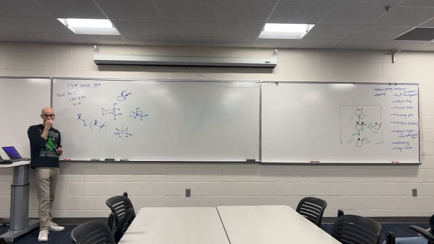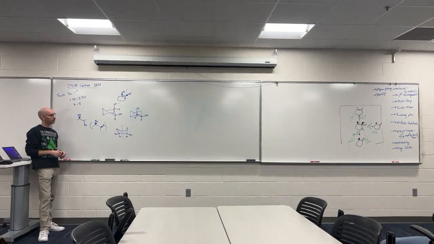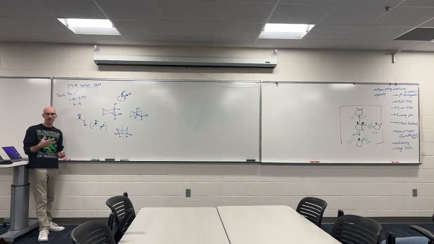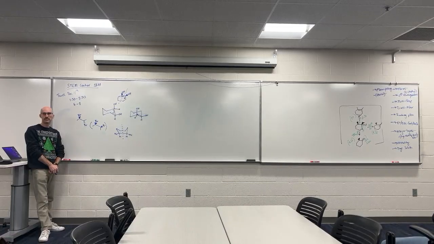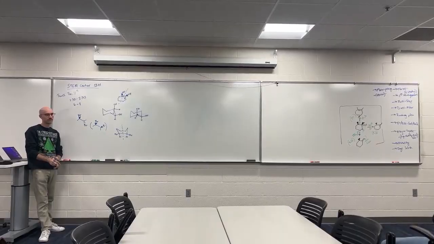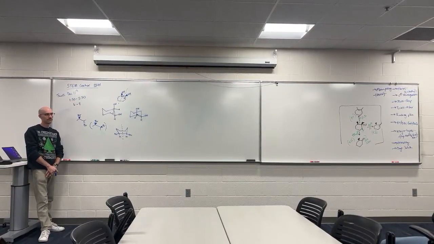Lower energy, yep. Maximum equatorial groups and minimum axial groups is lowest energy. Axial groups cause axial strain. They just have steric strain with other groups on the top of the ring or the bottom of the ring. Axial groups cause twice as much steric strain. Equatorial groups don't. So for every axial group, you get more strain than any equatorial group.